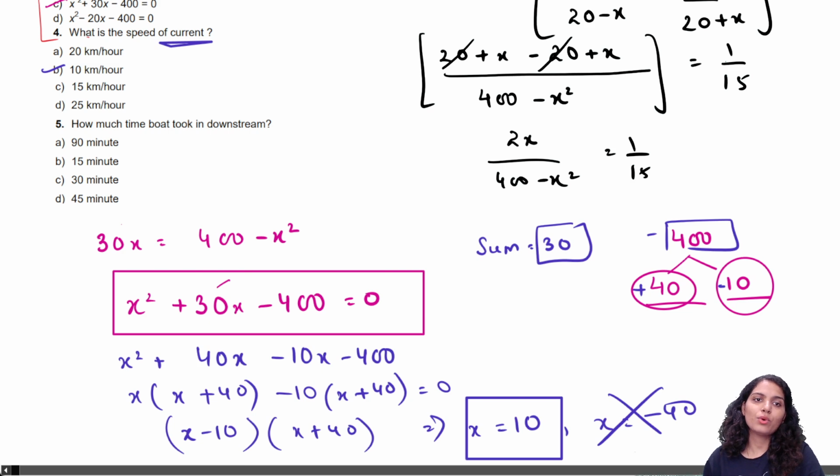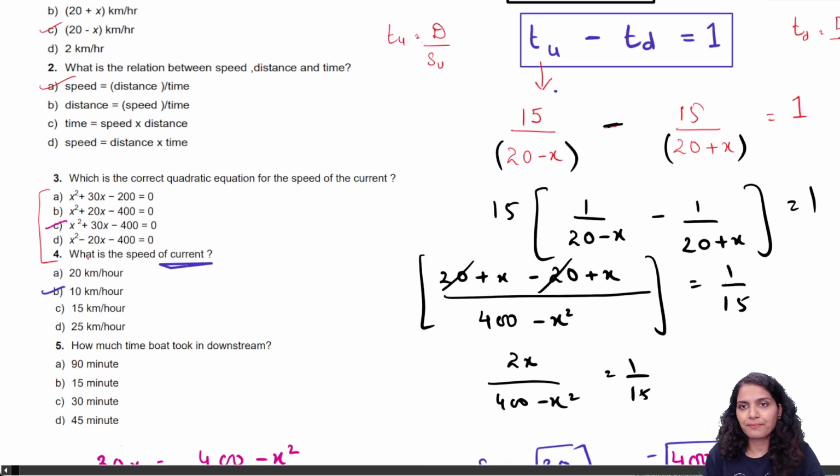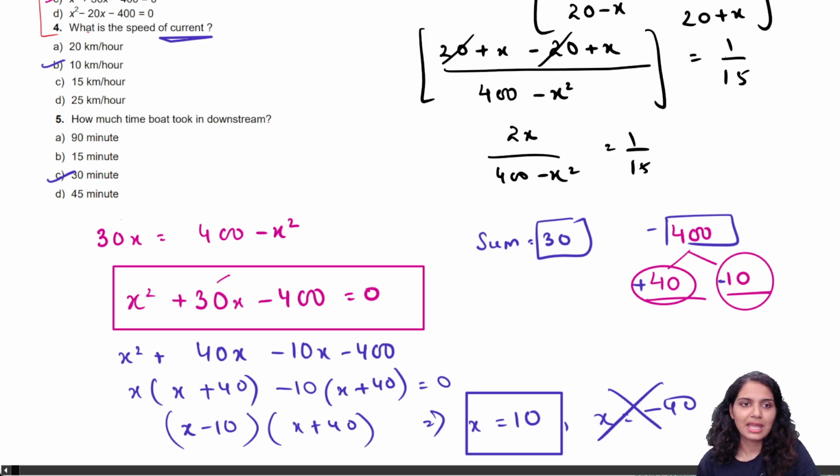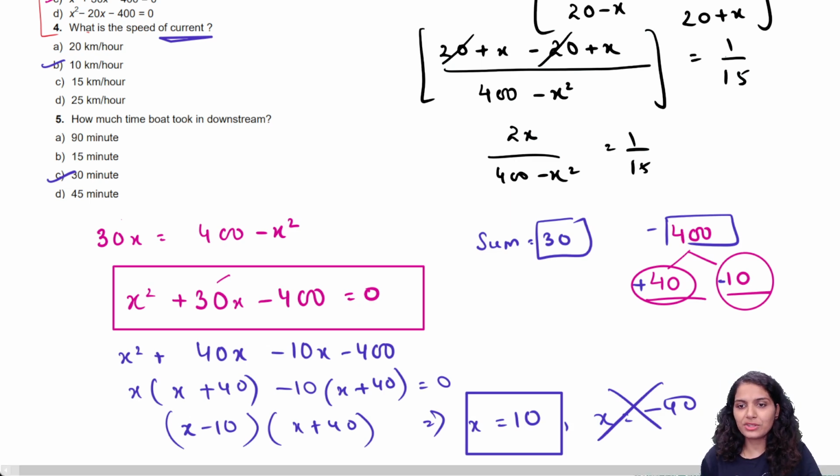Now, how much time does the boat take downstream? So TD is something that we already know. TD is this, and you have 15 upon, I got x as 10, so it will be 30. So the time taken for the downstream will be 1 upon 2, that is half an hour. So half hour means 30 minutes. Alright, so with this we are done with the two questions.